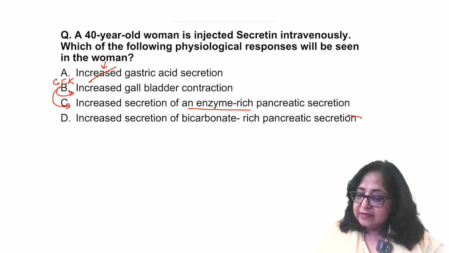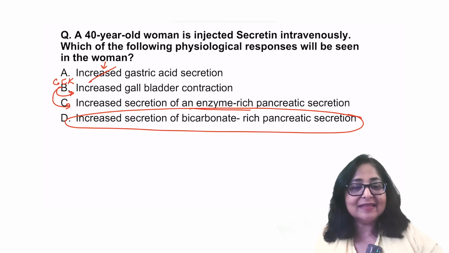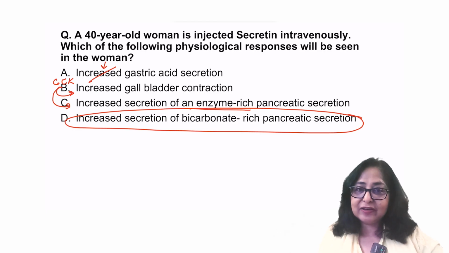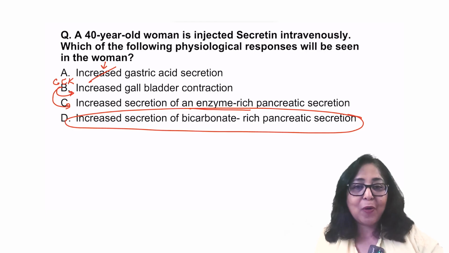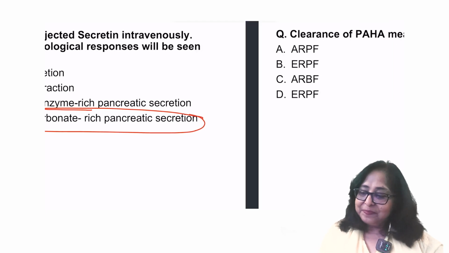Does it increase the secretion of bicarbonate in the pancreatic secretion? Yes, this is primarily responsible for a highly alkaline pancreatic secretion. The pH of the pancreatic juice can be as high as 8.8. So answer here is D.